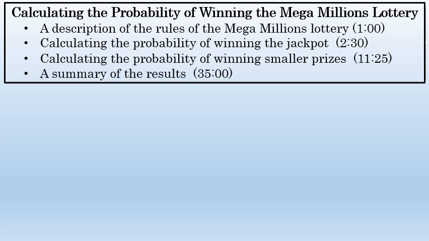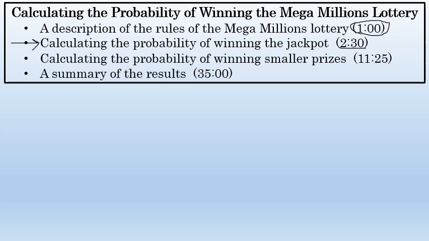In this video, I will discuss the probability for winning the Mega Millions jackpot and the probability for winning each of the smaller prizes, as well as the mathematics behind these calculations. I'll begin with the rules of the Mega Millions lottery, about the 1-minute mark of this video, and then move on to the mathematics behind calculating the probability of winning the big jackpot. This will happen in about 2 minutes, 30 seconds.